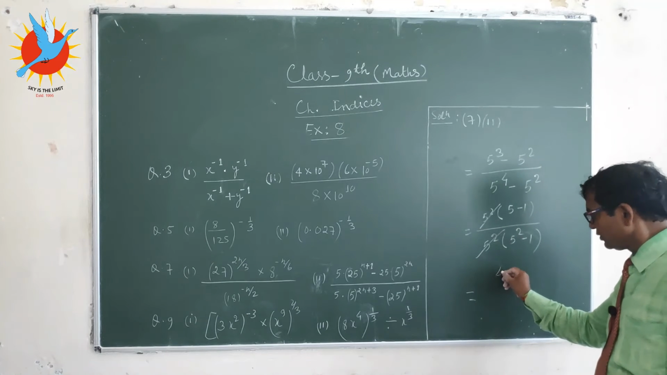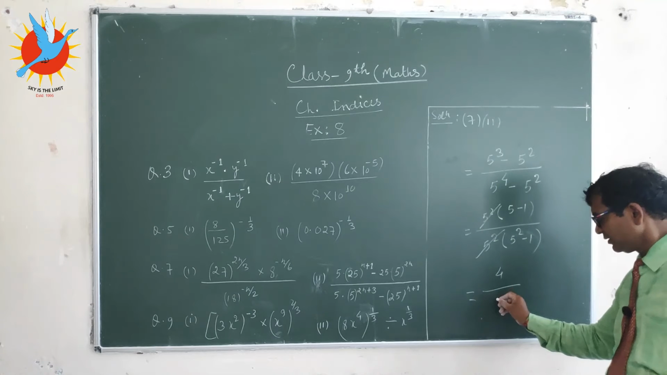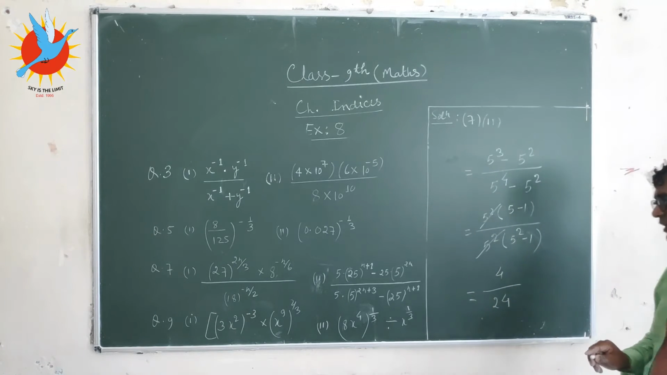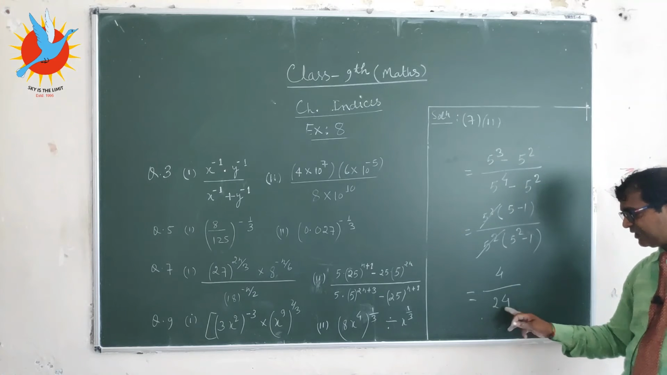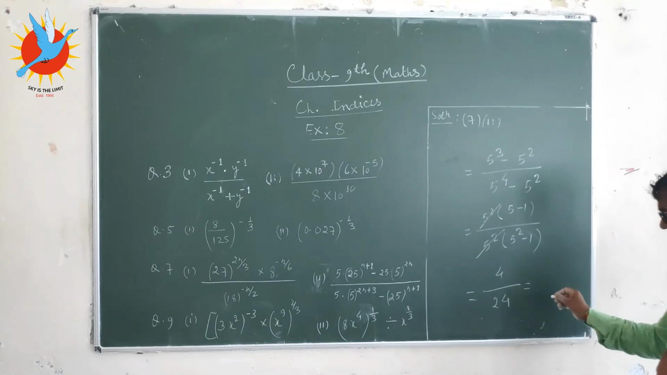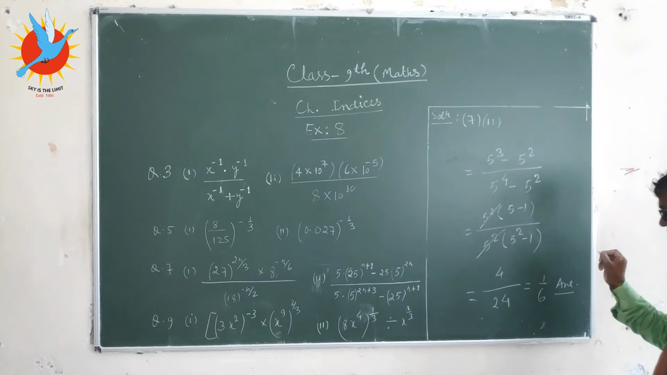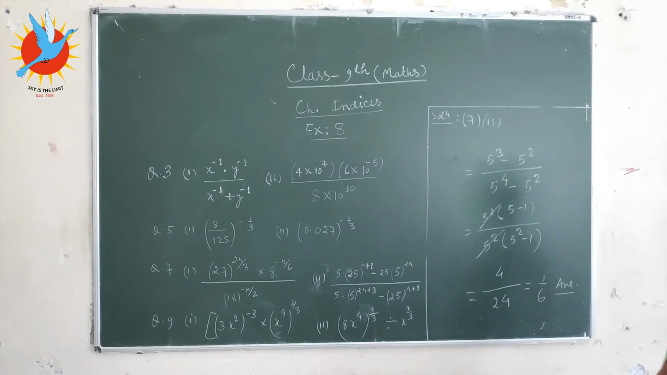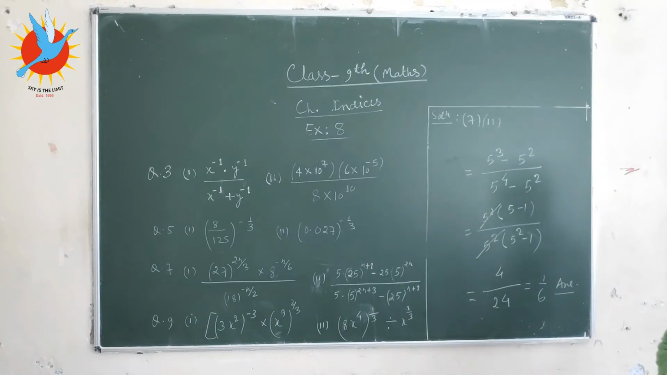Here we have 4, and this will become 5 square, 25 minus 1, 24, and after simplifying this, 4 ones are 4, 4 sixes are 24, this will become 1 by 6. This is the final answer of the second part of question number 7.